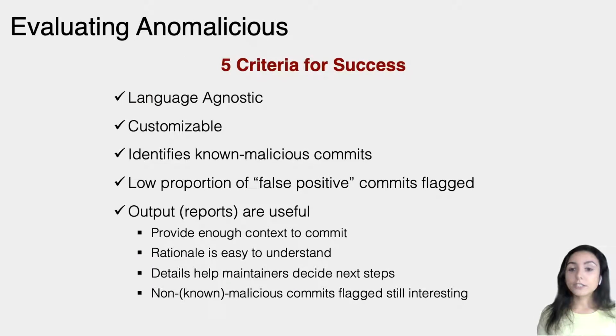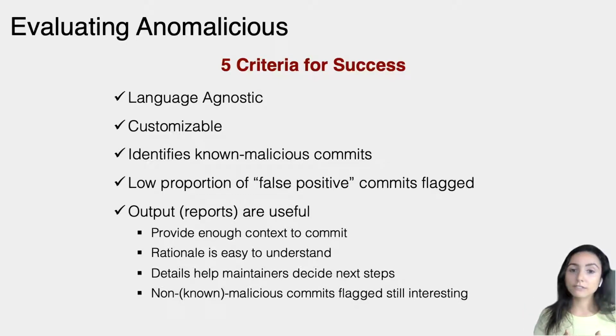We use 5 criteria for success to evaluate Anomalicious. The first is that it must be language agnostic so that it can be used by as many different repositories as possible without special language-dependent configurations. It should be very highly customizable to suit the needs of different types and sizes and domains of projects. It must be able to identify malicious commits that we already know are there. And it must also have a low proportion of false positive commits flagged.